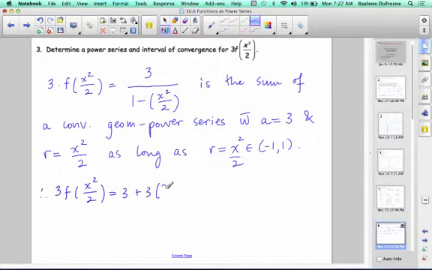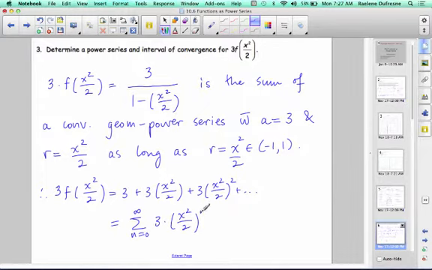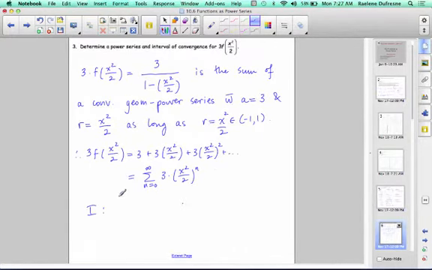3 plus 3 times x squared over 2 plus 3 times x squared over 2 all squared plus dot dot dot, which can be written in summation notation as the sum from n equals 0 to infinity of 3 times x squared over 2 to the exponent n, and the interval of convergence is going to be that negative 1 is less than x squared over 2, which is less than 1. And from here we can multiply all sides of the compound inequality by 2 to get negative 2 is less than x squared, which is less than 2.